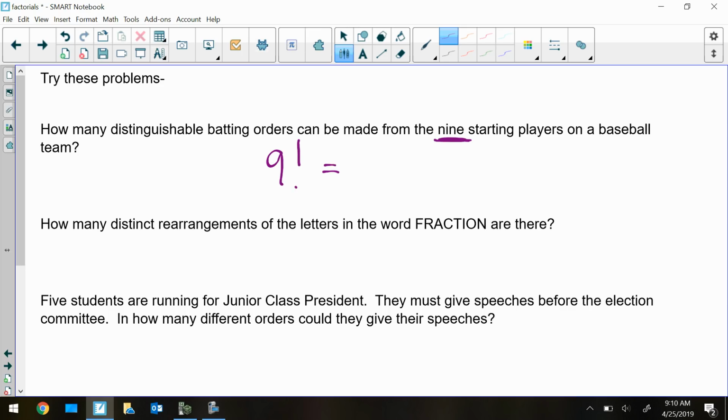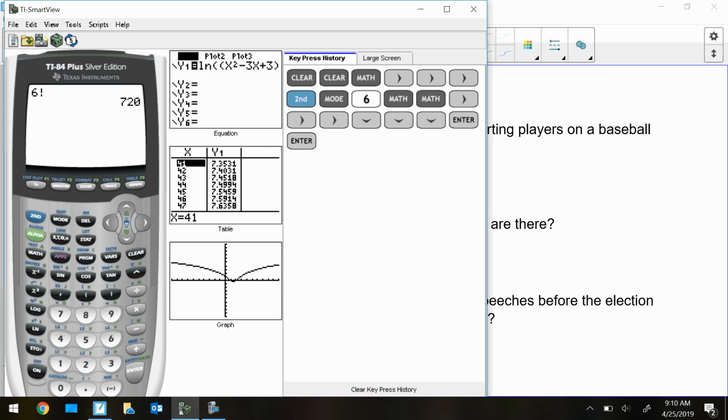You don't have to write the decision chart if you can recognize it. You can write the decision chart if you wanted to. It's just another way to do it, essentially. So I go to my calculator. I'm going to go 9, math, over to probability, down to the exclamation point. And we have a lot.